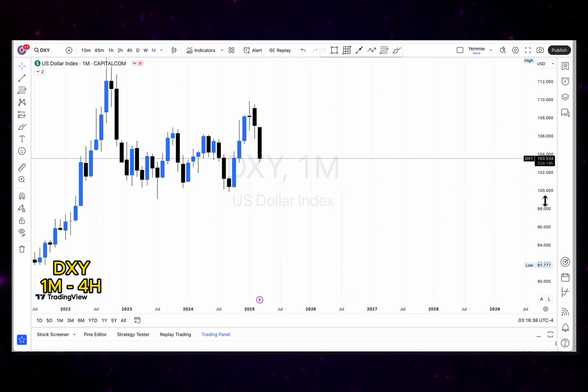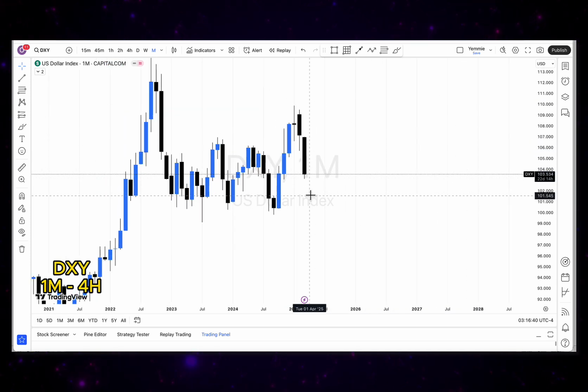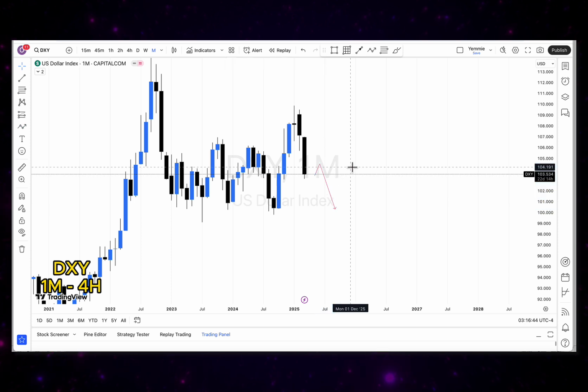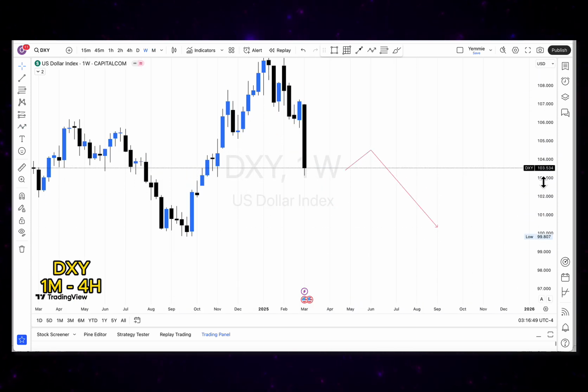And this is the monthly time frame on DXY. This month has been bearish so far. And of course, still expecting more bearish momentum in the market for this DXY for this month. Let's go to the weekly outlook. On the weekly, what do we have there?